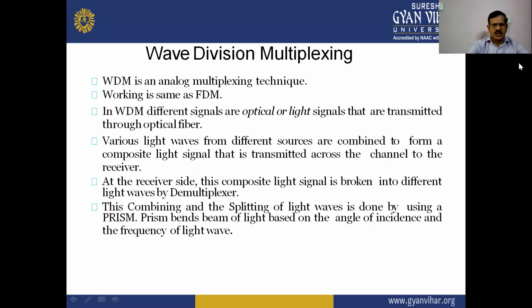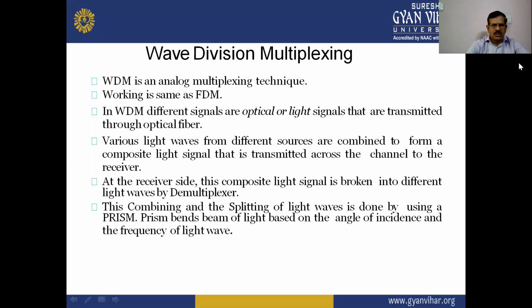Now we discuss wave division multiplexing, or WDM multiplexing. So what is the WDM? WDM is an analog multiplexing technique. Working is the same as FDM. In WDM, the different signals are optical or light signals that are transmitted through optical fiber, because optical signals we can transmit with the help of optical fiber cables.